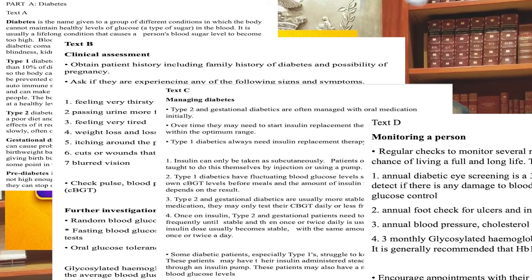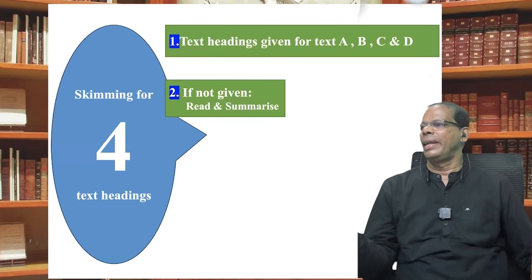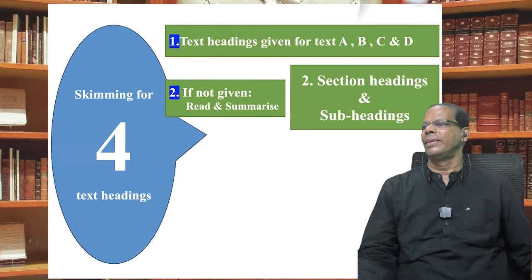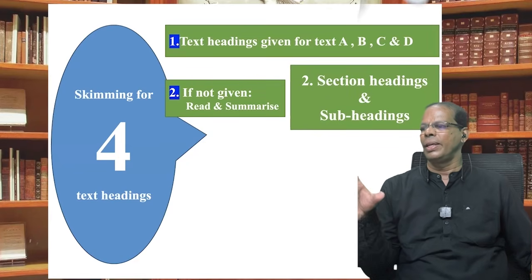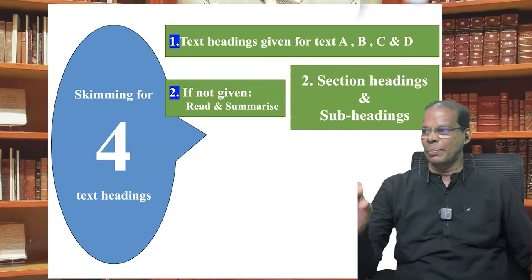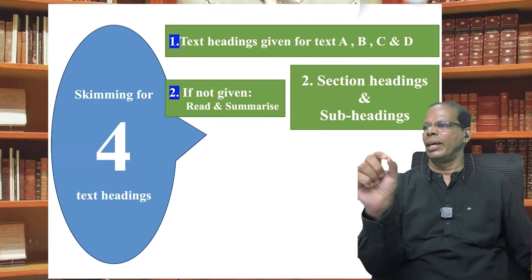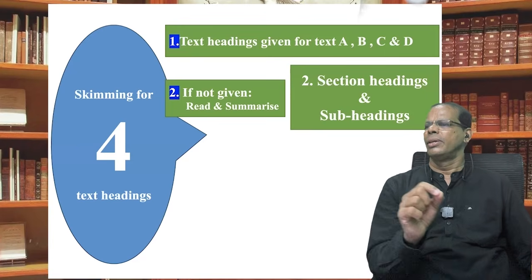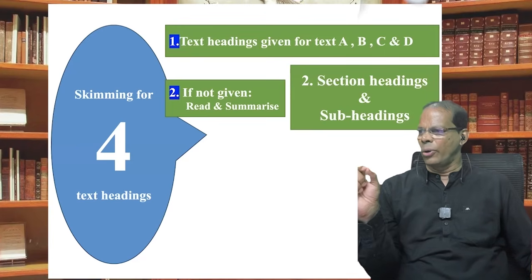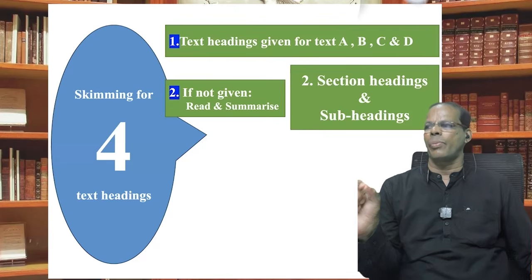If not given, read and summarize. If the headings are not given for each text, you have to read and summarize. It means section headings have to be taken note of. If there are some subheadings, the main heading will not be there, but there will be classification types or something of that sort. So look at the section headings and subheadings.